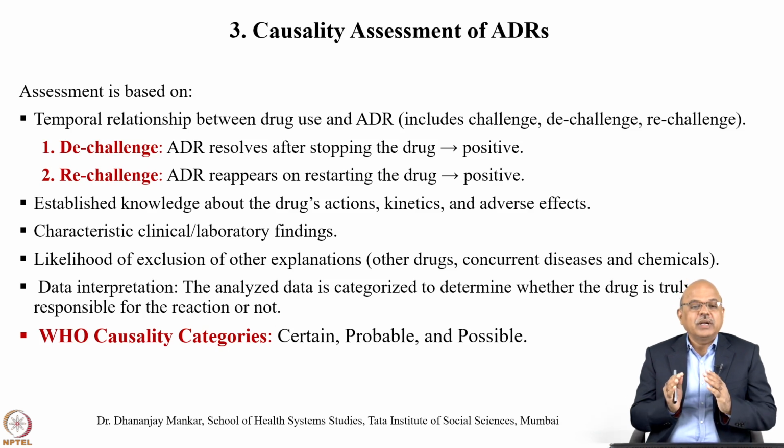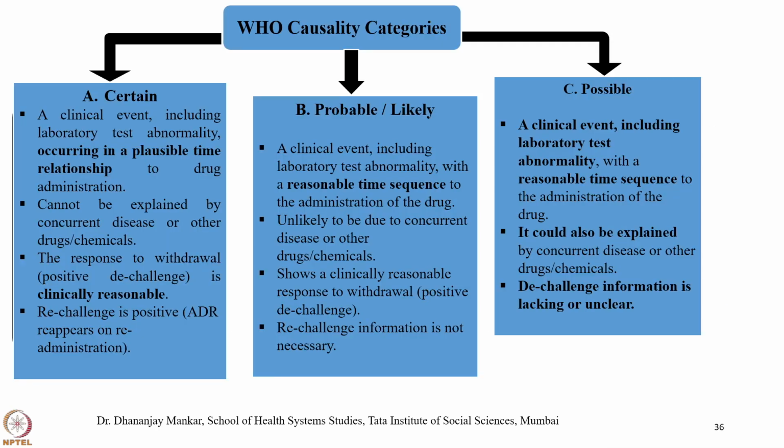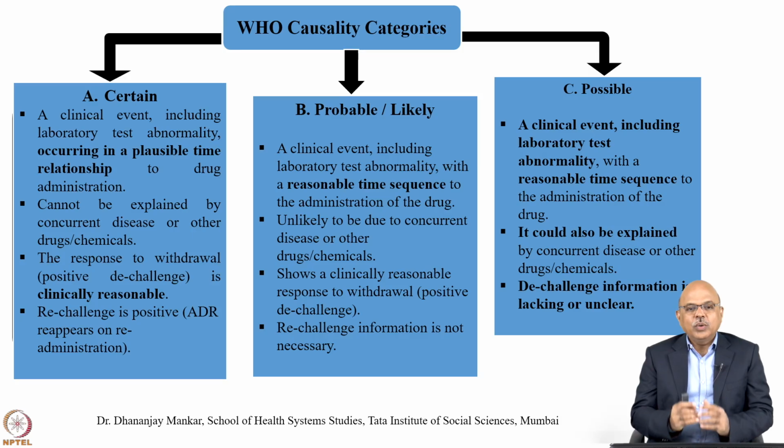The WHO causality categories, like certain, probable, and possible, also need to be understood when you are developing a causality assessment of the ADRs. What are the WHO causality categories? The WHO causality categories can be seen in sections: certain, probable or likely, and possible.